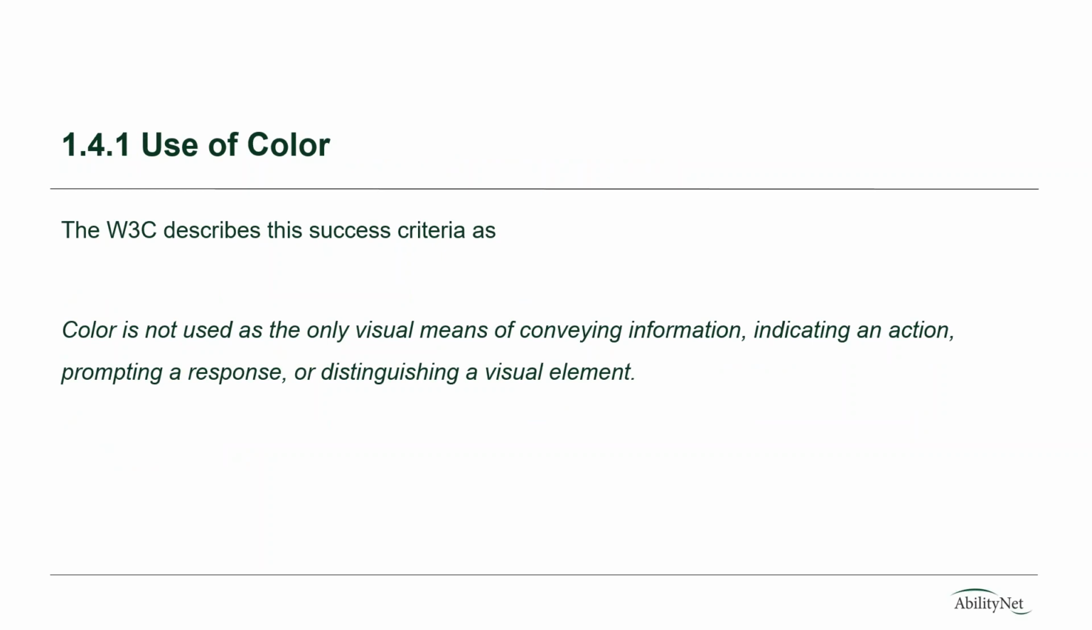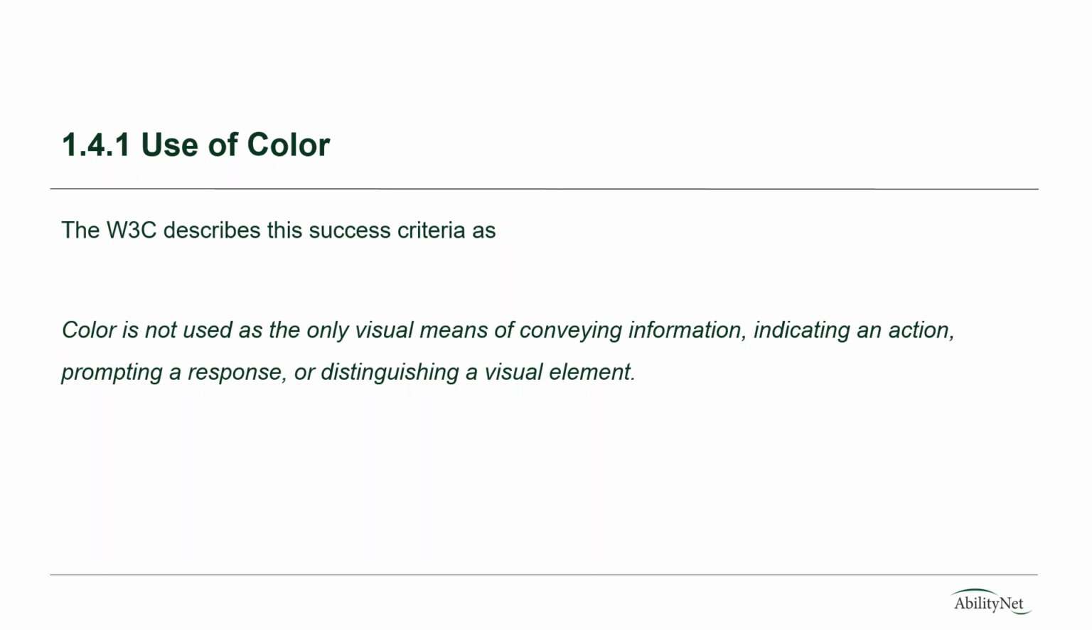Then moving on to the next success criteria, use of color. And this stands alone from the sensory characteristics because it's so important and so common that in a similar way, it says that you should not rely on users being able to perceive color. So the description of the success criteria is that color is not used as the only visual means of conveying information, indicating an action, prompting a response, or distinguishing a visual element.